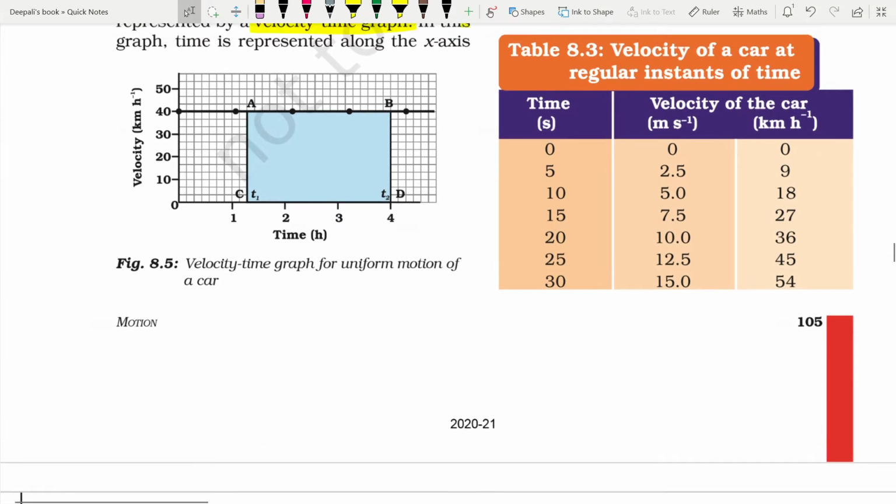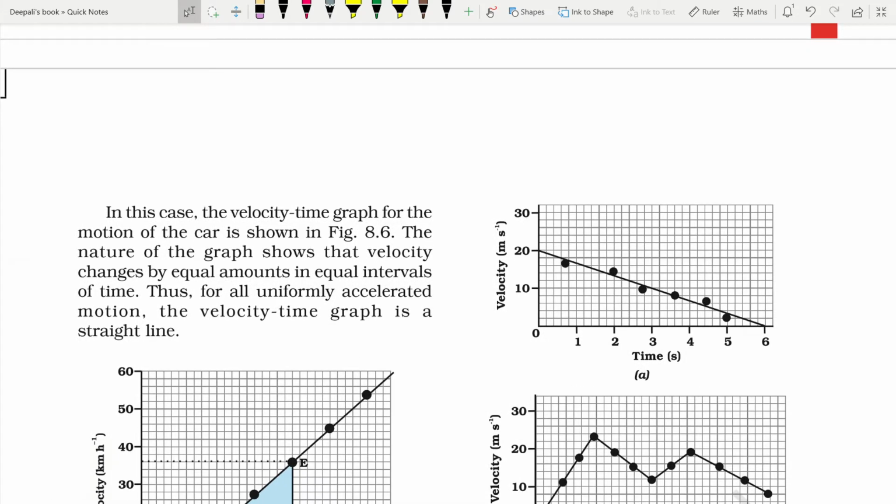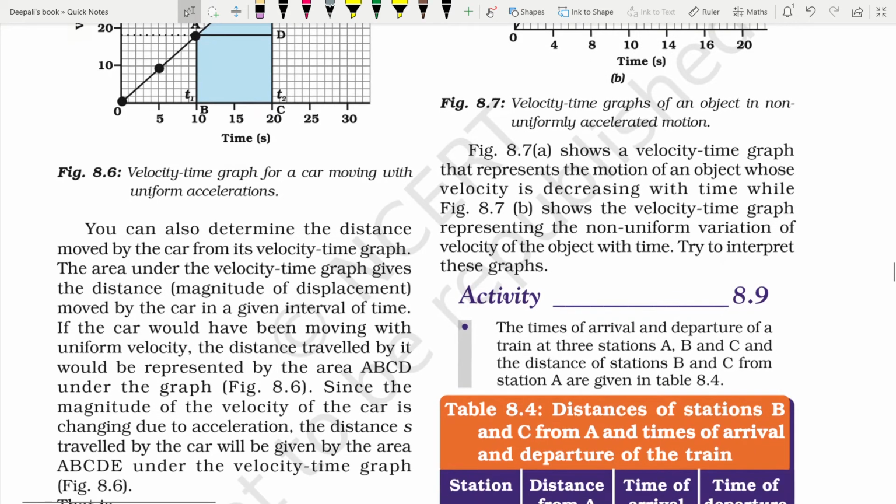Now you can observe the data in table 8.3. In this case, the velocity time graph for the motion of the car is shown in the figure. The nature of the graph shows that the velocity changes by equal amounts in equal intervals of time. Thus, in all uniformly accelerated motion, the velocity time graph is a straight line, as you can observe in the figure. You can also determine the distance moved by the car from the velocity time graph. The area under the velocity time graph gives the distance, that is the magnitude of displacement moved by the car in the given interval of time.